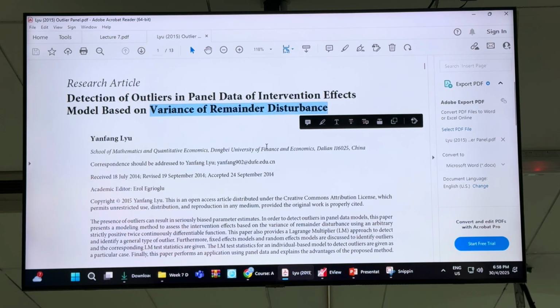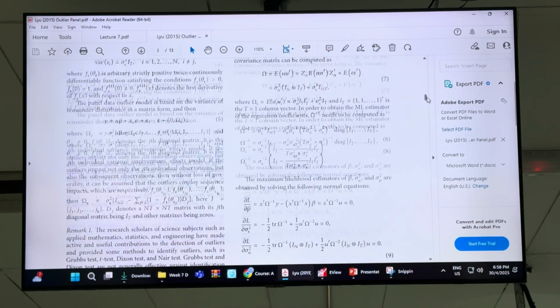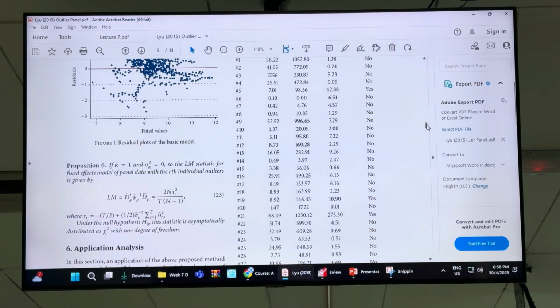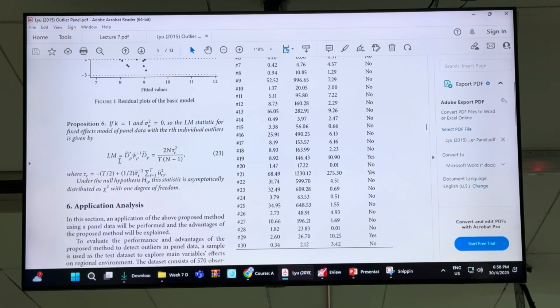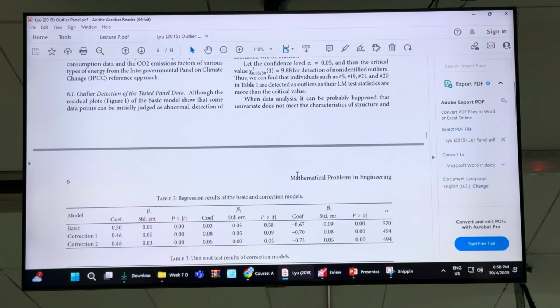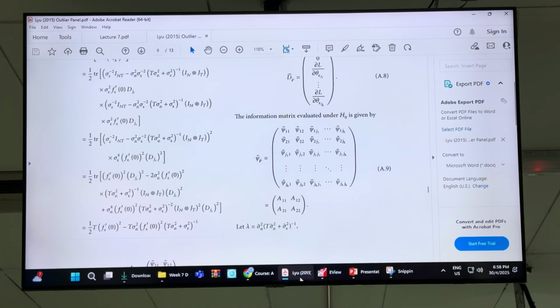To accommodate them, you have to learn, for example, robust statistics in the panel setting. Or else, you use a statistic to detect the outliers, then you remove them. So there are two different schools of thought, right? You can go through the paper to see how the researchers try to detect the outliers. They also plot the residual against the fitted value, and then use the LM statistic to see which ones are the outliers. Okay.